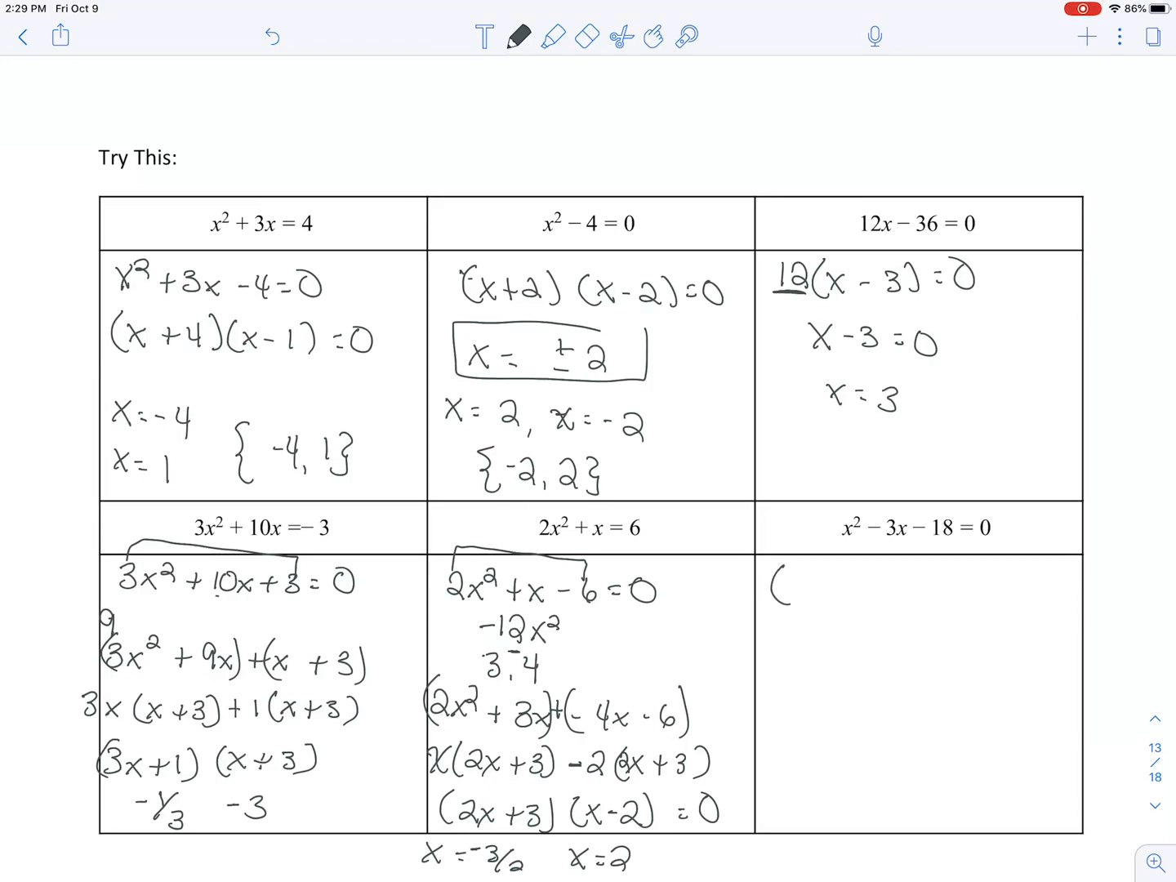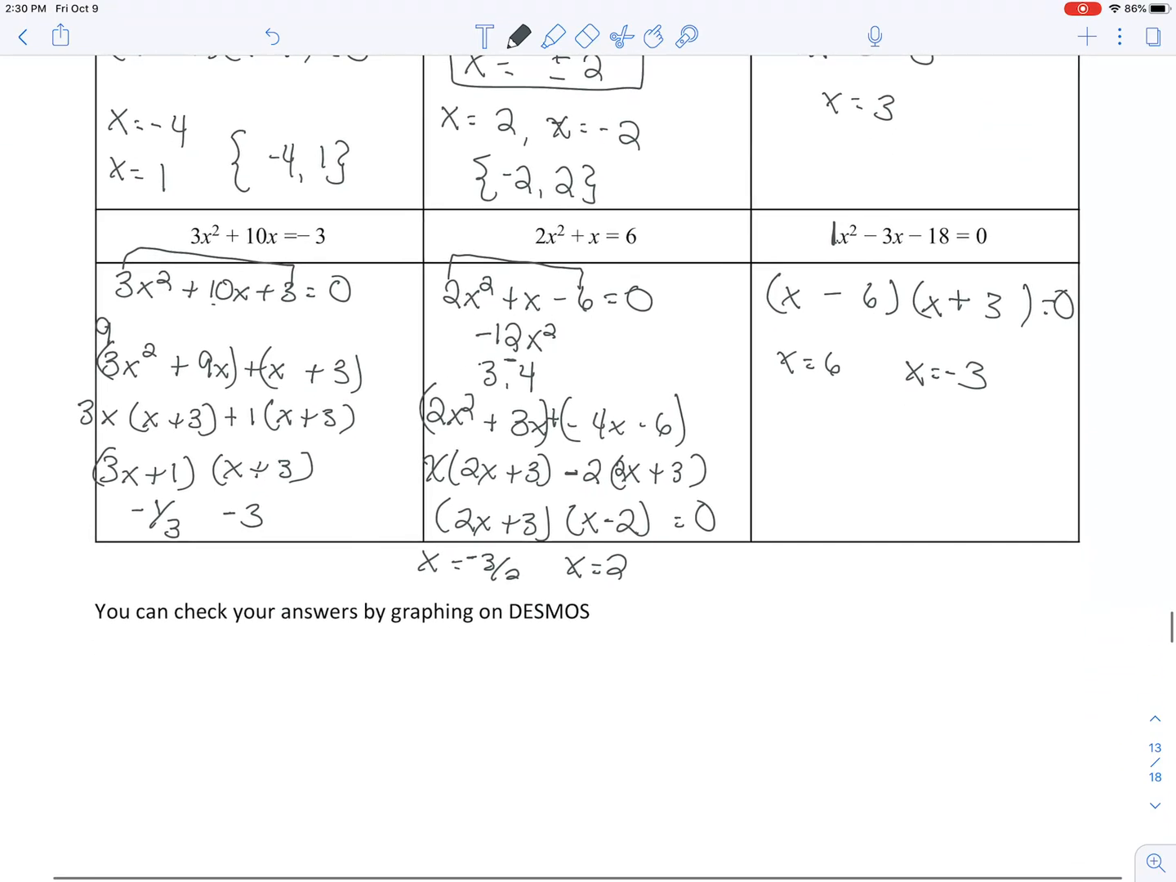That leaves us with the last one. We have x squared minus 3x minus 18. There's no GCF. My leading coefficient is 1, so I can do the shortcut. What can I multiply to get negative 18 and add to get negative 3? 6 and 3. And that's going to equal to 0, so x is equal to 6, x is equal to negative 3.